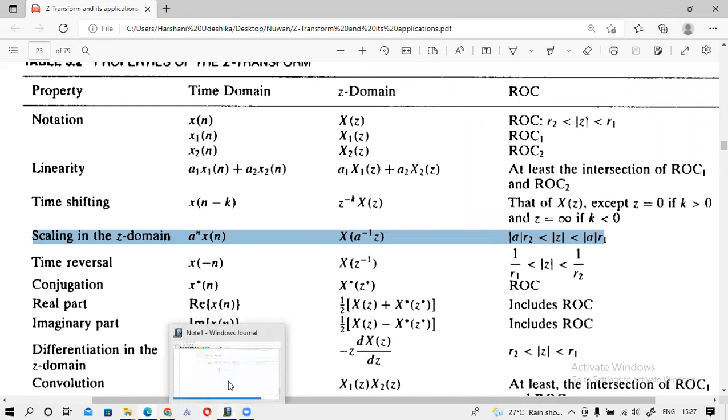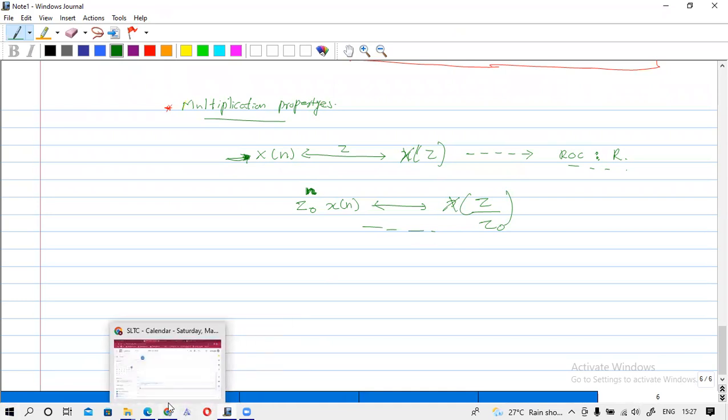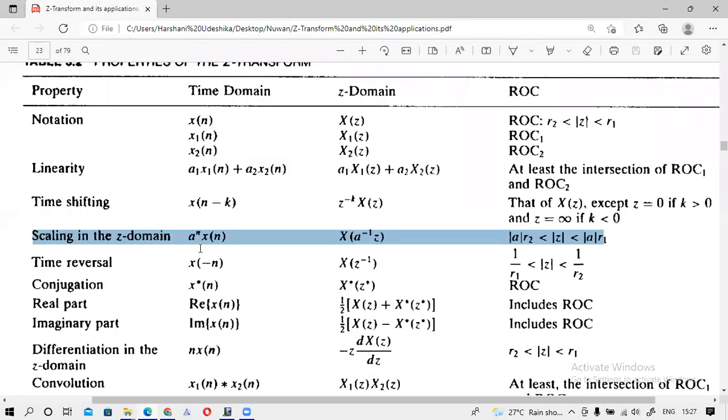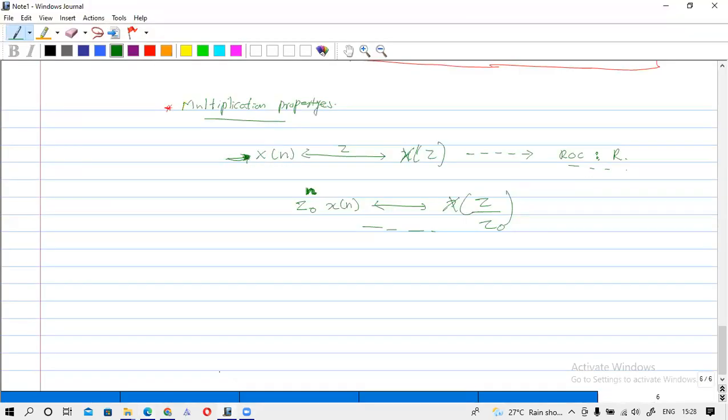So it will be capital X of z divided by z naught. Correct. In your notes it is in another form, but it is the same concept. Here I will use this notation so it will not confuse you.